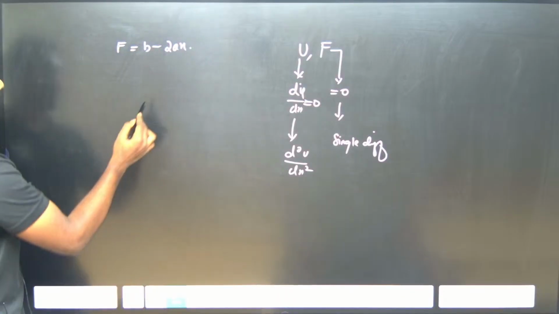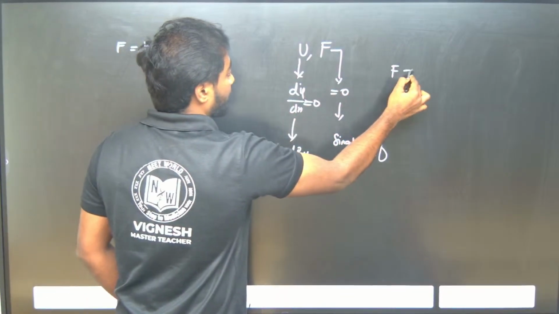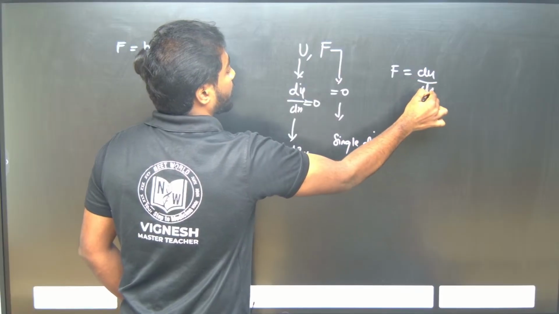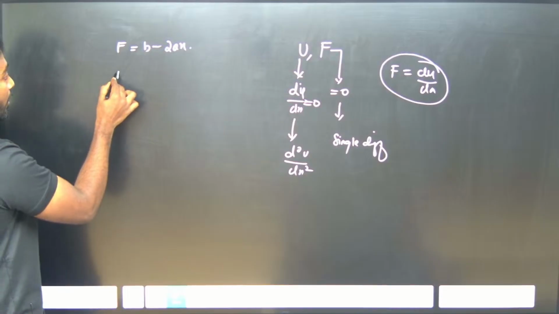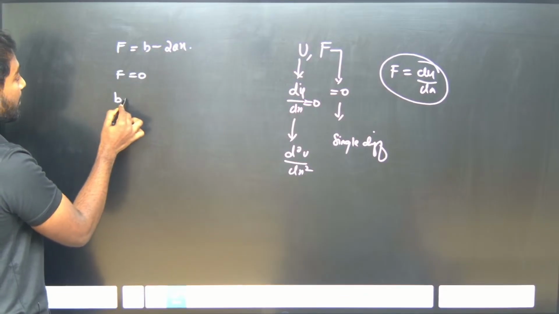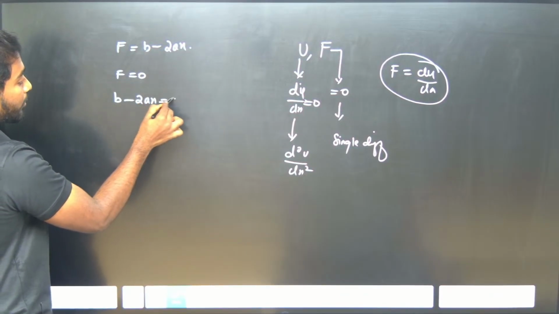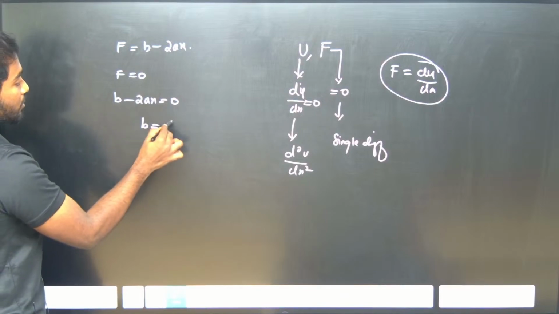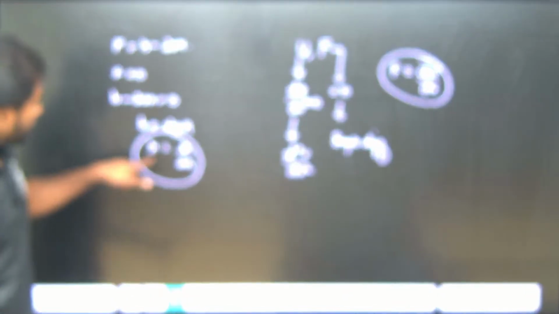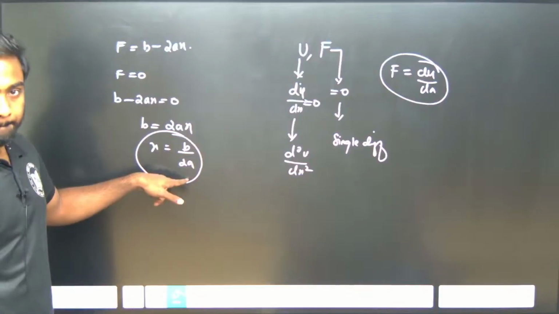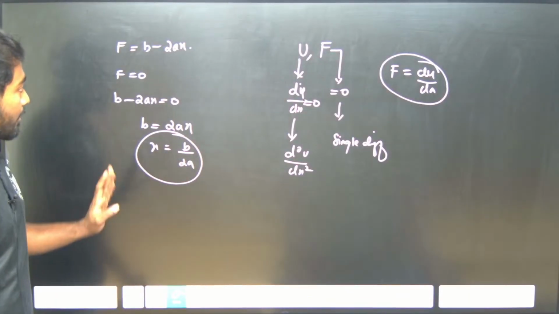So force is nothing but du by dx only. They have given du by dx, so I can equate it to 0. F is equal to 0, which is nothing but b minus 2ax equals 0. So b is equal to 2ax, x will be equal to b by 2a. One thing we can say is that x is equal to b by a, that's the point.